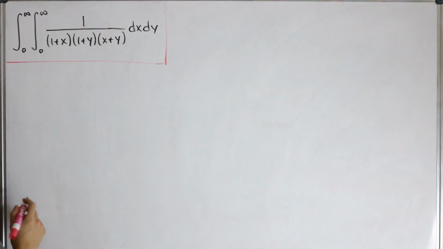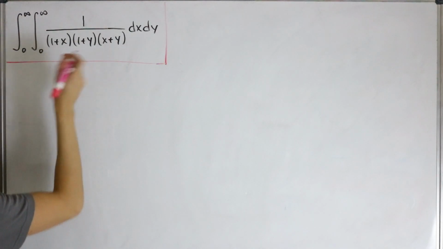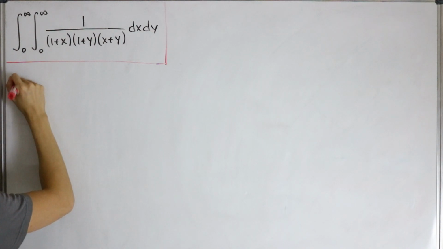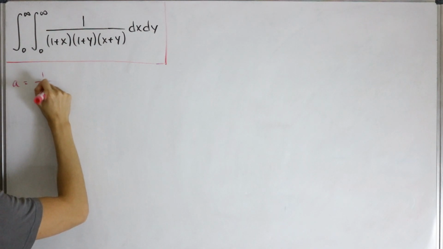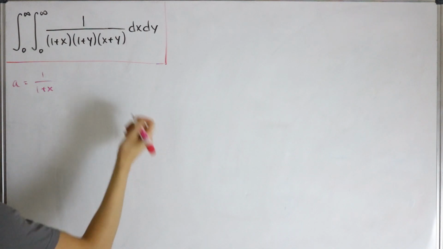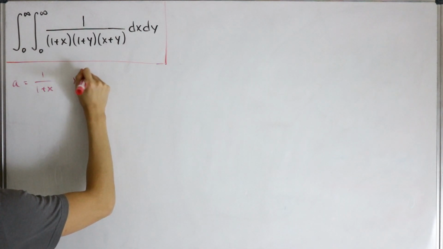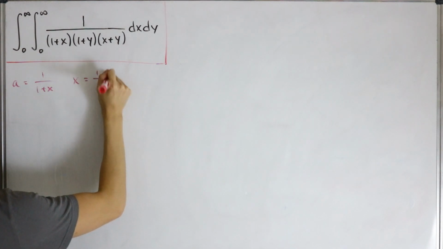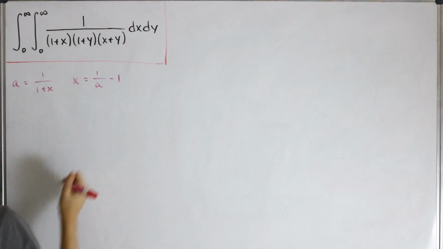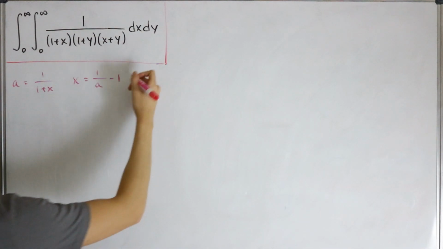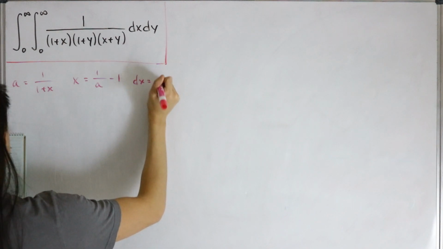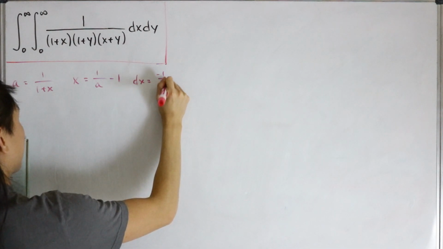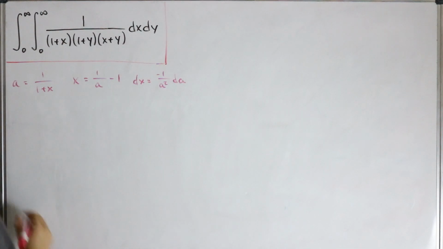For our variables, I'm going to let a be simply 1 divided by 1 plus x. If I solve this for x by itself, I have x equal to 1 divided by a, minus 1. If I differentiate both sides, dx is going to equal negative 1 divided by a squared, dA.